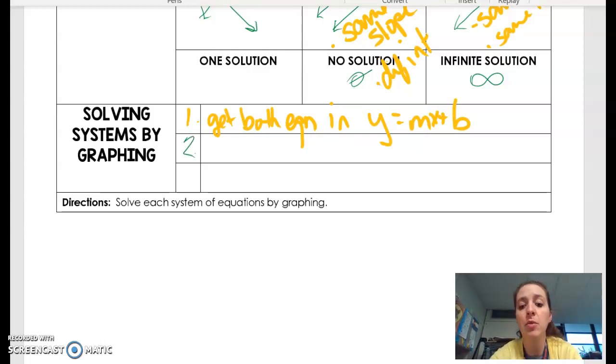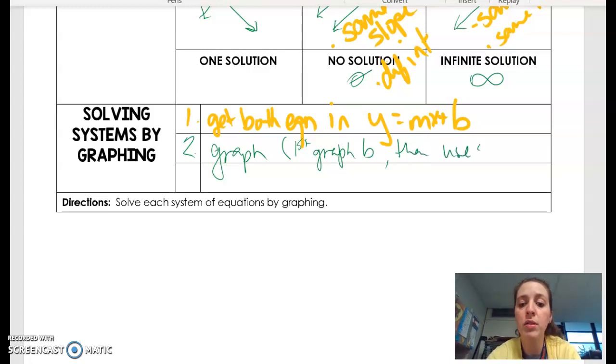The second step that I'm going to do is graph those. And if you need a refresher on how to graph something in y equals mx plus b, first I graph b, that point on my y-intercept, and then I use the slope to find some more points. So I graph those two things. And then my third and final step is I find the intersection point.